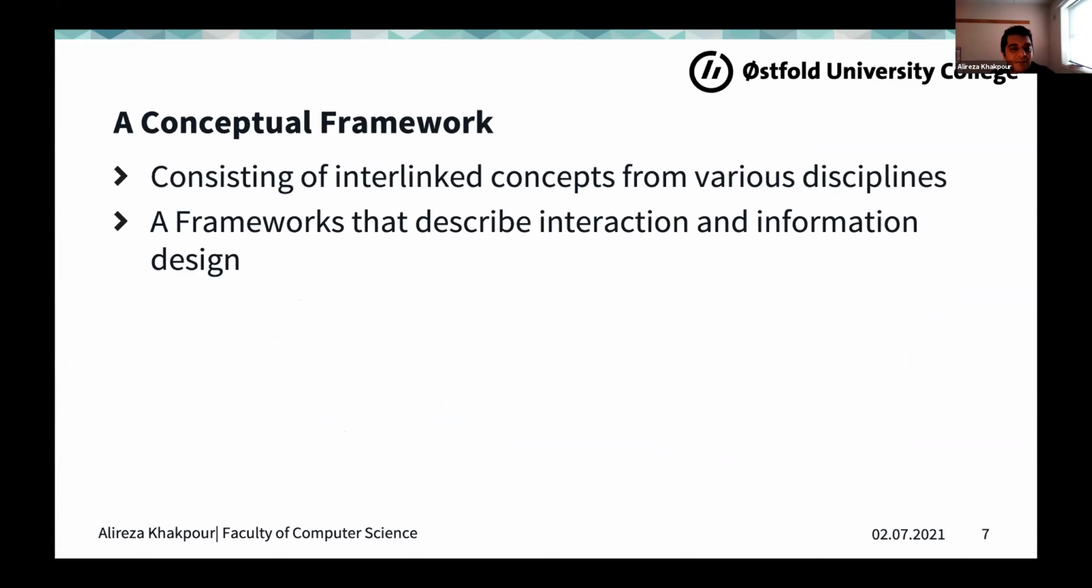To address this, a conceptual framework consisting of interlinked concepts from various disciplines can provide an understanding of the constructs of a supply chain visual analytics system and its processes. A framework that can describe interaction and information design and demonstrate how data transformation and analytic computation are utilized and integrated in providing the visual representation of the data analysis.